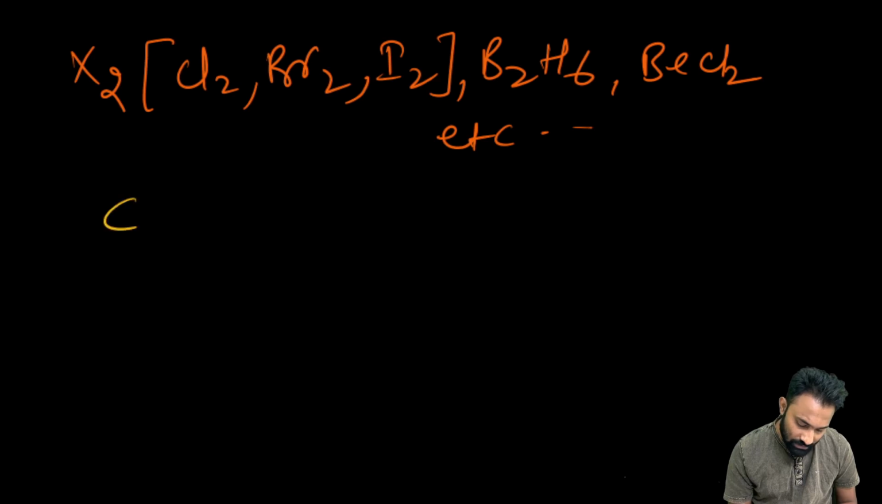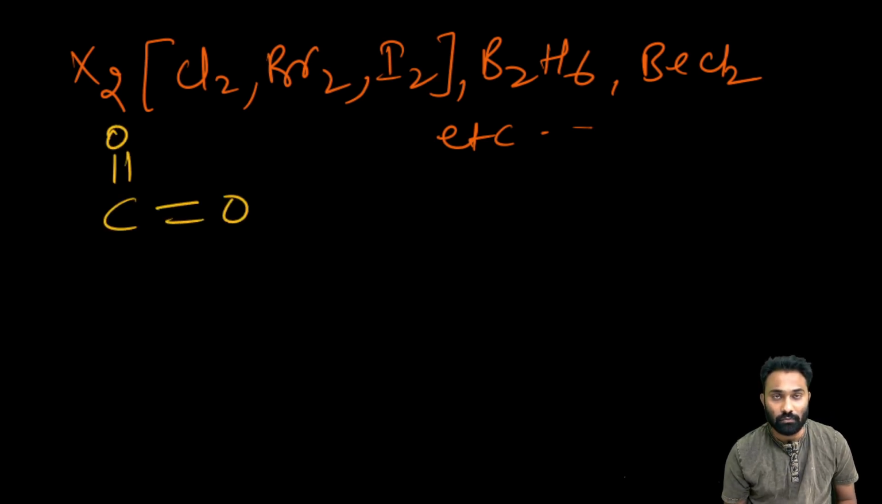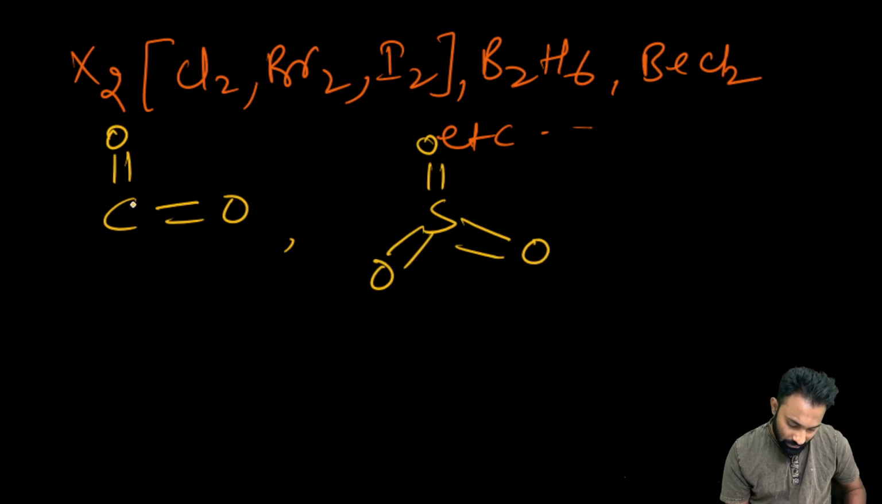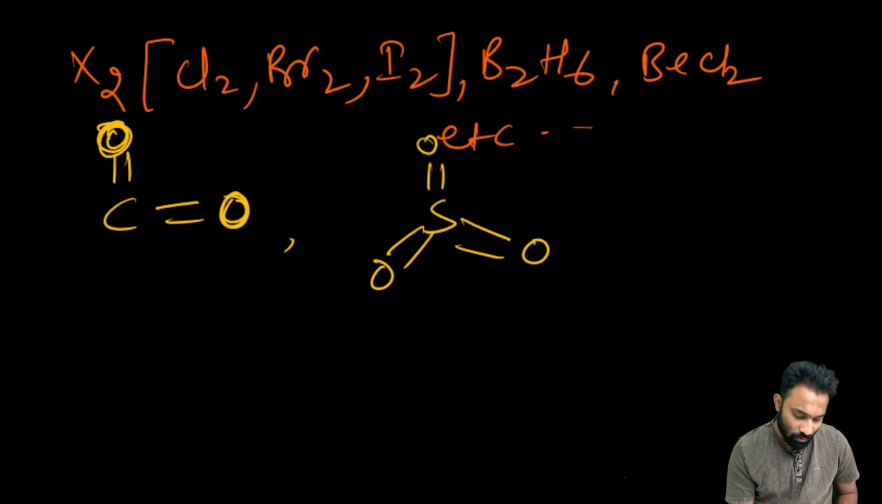Sir, how has CO2 become a neutral electrophile? Then how has SO3 become a neutral electrophile? Here this carbon has been attached with two more electronegative elements, right? When the carbon is attached with more electronegative elements, these elements will take the bond pair of electrons towards themselves. When the more electronegative oxygen takes the bond pair of electrons, carbon will get the partial positive charge.